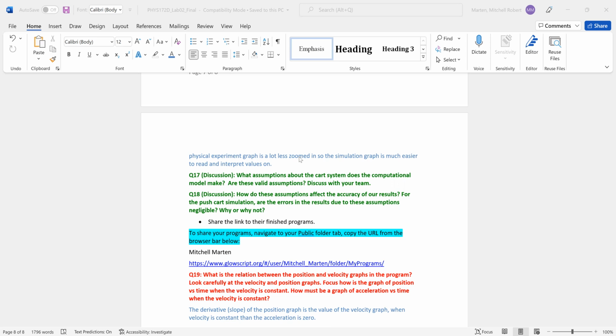Should I do 18? Yeah. Okay. So how do these assumptions affect the accuracy of our results for the pushcart simulation? Are the errors in the results due to these assumptions negligible? Why or why not? It kind of just lowers the accuracy. But since the time that we measure is so small, such a small increment, I feel like it does lower the accuracy, but the values are still probably really similar.